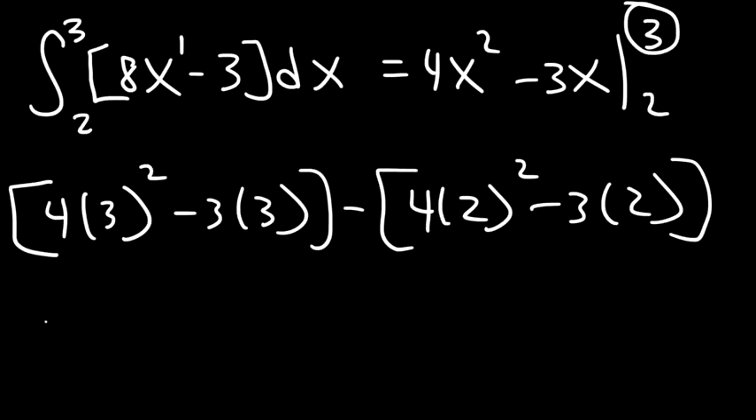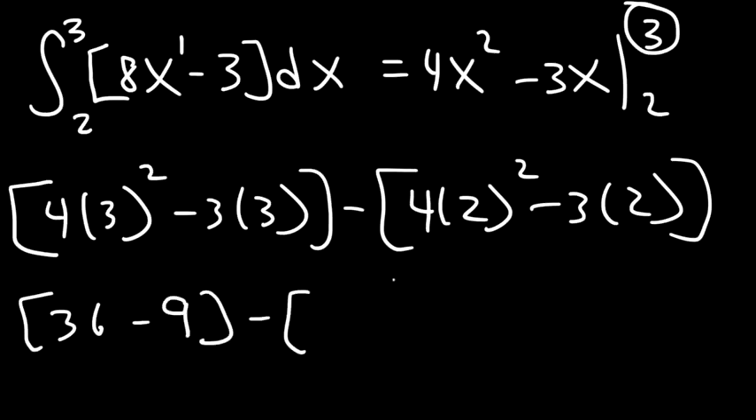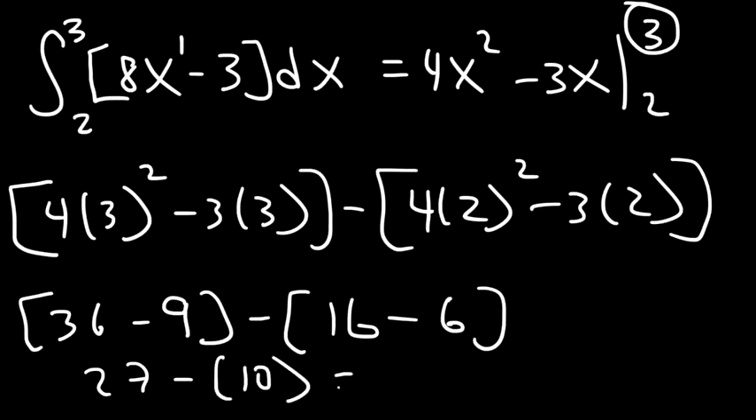3 squared is 9. 9 times 4 is 36. 3 times 3 is 9. 2 squared is 4 times 4, that's 16. 3 times 2 is 6. 36 minus 9 is 27. 16 minus 6 is 10. And 27 minus 10 is 17. And so this is the answer.